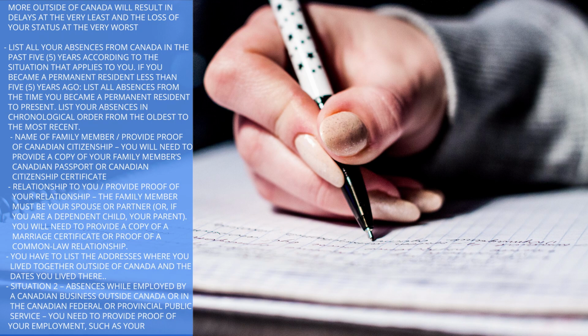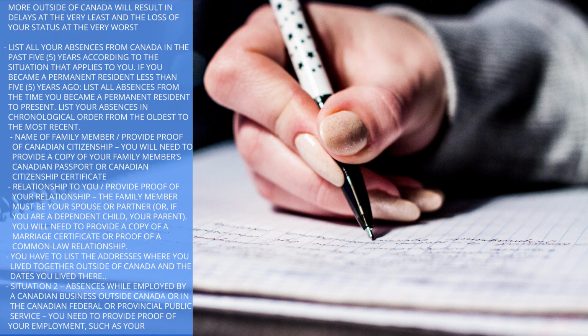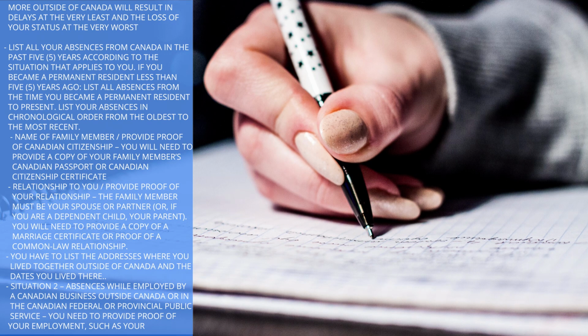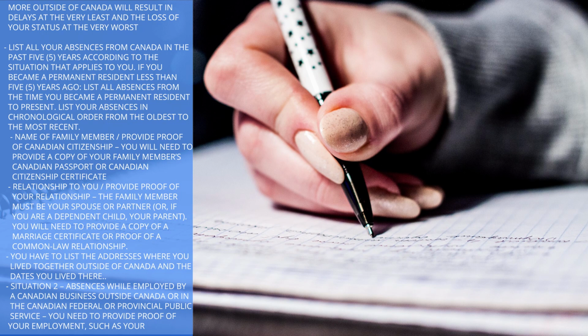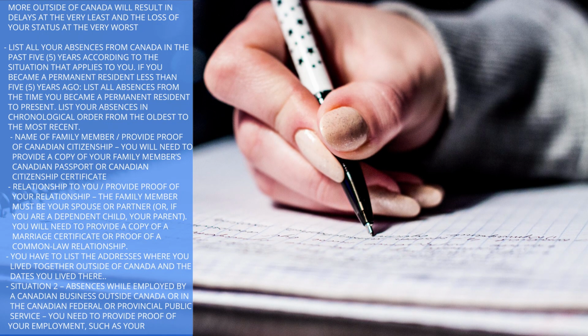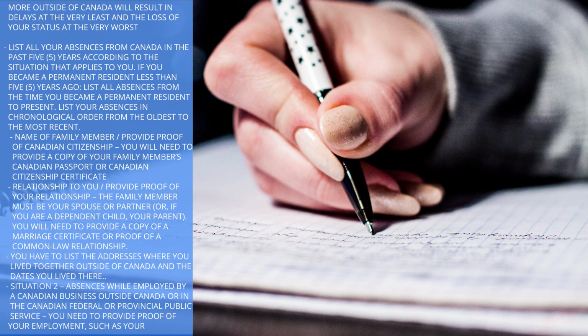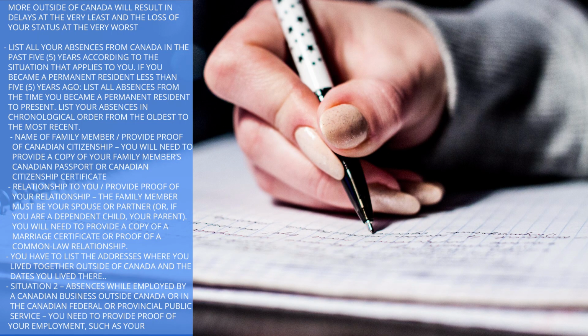List your absences in chronological order from the oldest to the most recent. Situation 1. Absences while accompanying a family member who is a Canadian citizen. Name of the family member. Provide proof of Canadian citizenship. You will need to provide a copy of your family member's Canadian passport or Canadian citizenship certificate.